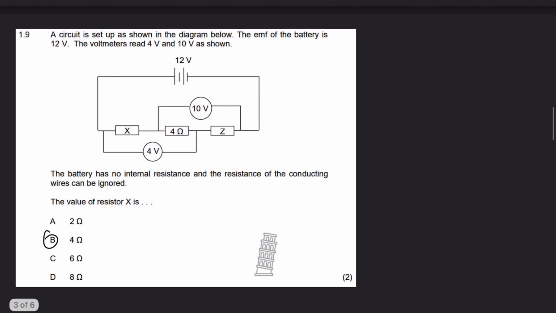Question 1.9. A circuit is set up as shown in the diagram below. The EMF of the battery is 12 volts. The voltmeter reads 4 volts and 10 volts as shown below. The battery has no internal resistance and the resistance of the conducting wires can be ignored. So I actually answered this before, but let me show you how we work this out.